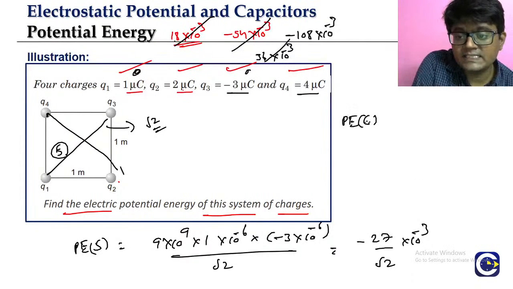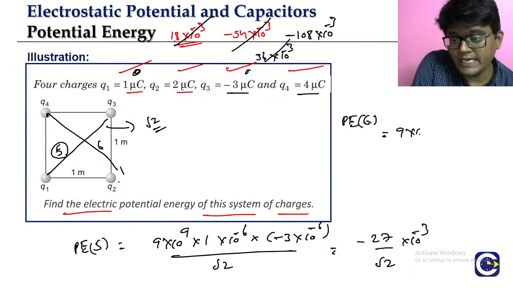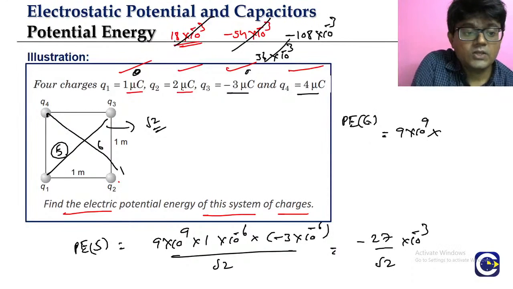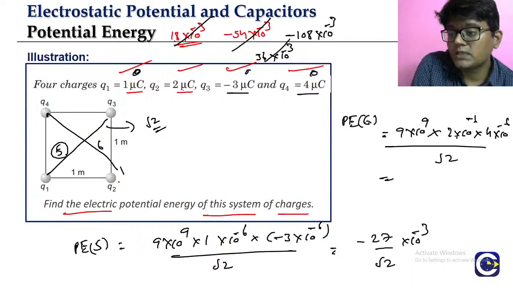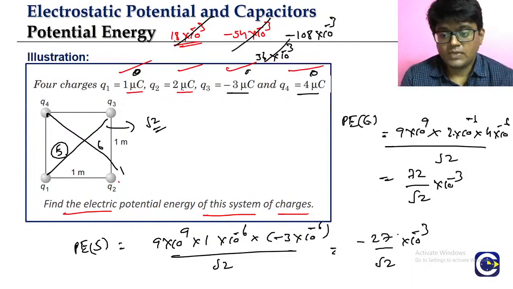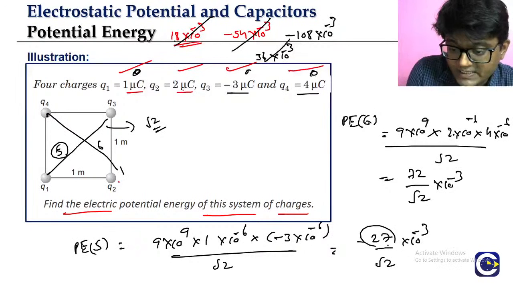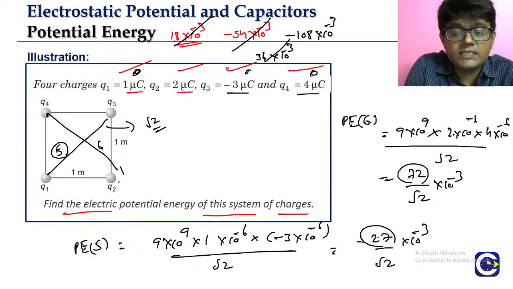அதுக்கப்புறம் potential energy for the sixth pair என்னது? Q4 and Q2, 9 into 10 power 9, Q4 and Q2. Q4 எவ்வளோ? 4, Q2 2, 2 into 10 power minus 6, 4 into 10 power minus 6 by root 2. This is what? 2 4s are 8, 8 9s are 72, 72 by root 2 into 10 power minus 3. Okay, so இதனது minus 27, 72. So 72 minus 27 எவ்வளோ? That is 45 தானா? 72 minus 27 that is 45.